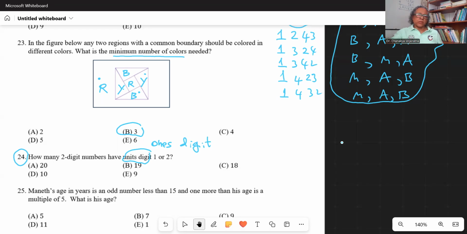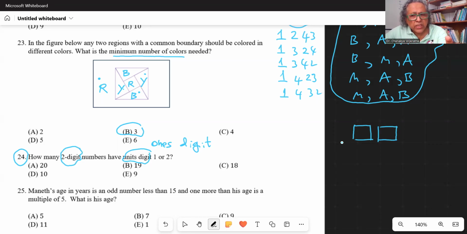So we have two choices for the ones digit. If I draw two boxes for the tens digit and the units digit, or the ones digit, the ones digit box can have only two digits, 1 or 2. But the tens digit box can have not 10, only 9, because if you put a 0, it is not a 2-digit number.